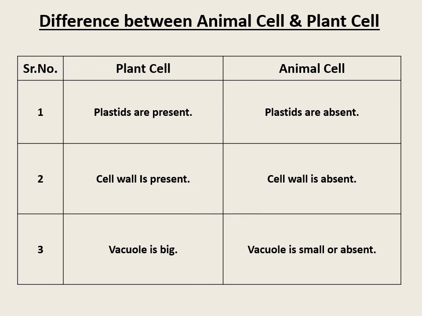The second difference is cell wall. Cell wall is present in plant cell, and in animal cell, cell wall is absent. The third major difference between plant cell and animal cell is vacuole. Vacuole is big in plant cell, and in animal cell, vacuole is smaller in size or absent. So these are the three major differences between the plant cell and animal cell.